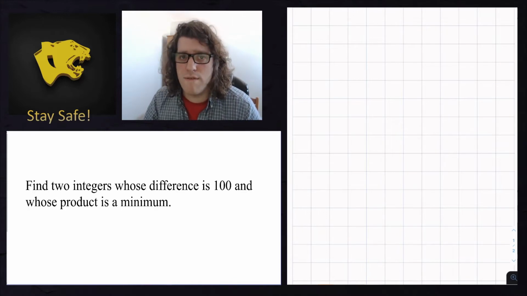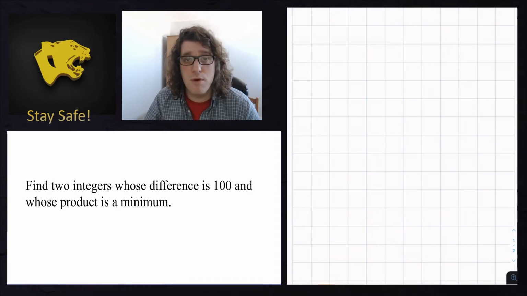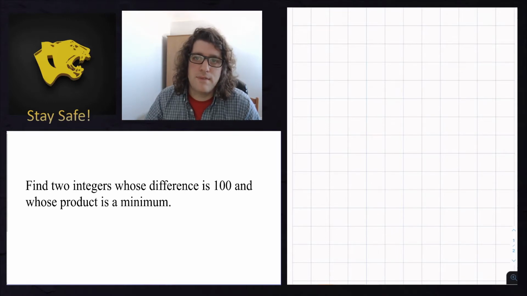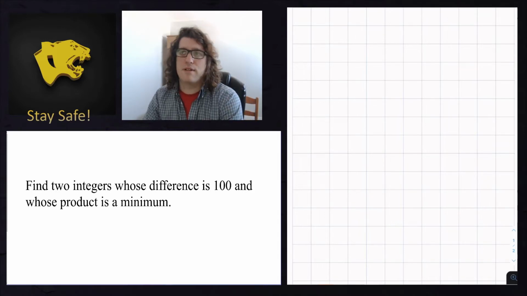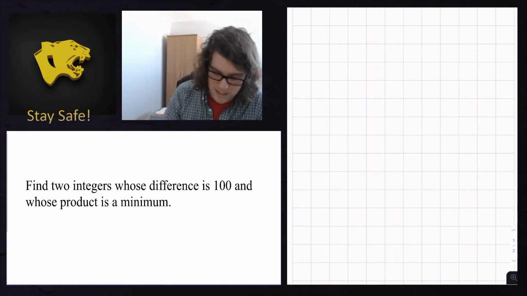I'm going to start off conceptually very simple. So this says find two integers whose difference is 100 and whose product is a minimum. Now, the integer part is actually really hard to define. I'm going to do it for real numbers and just see if it ends up giving me integer answers. If it didn't, we'd have to fish around a little more to get an idea what's going on, but I know that this one's going to end up being okay.